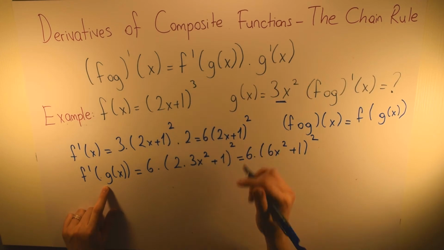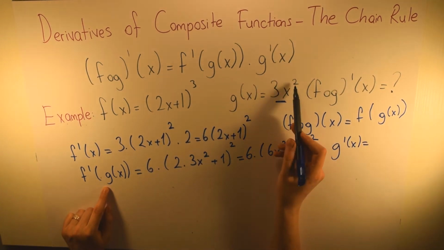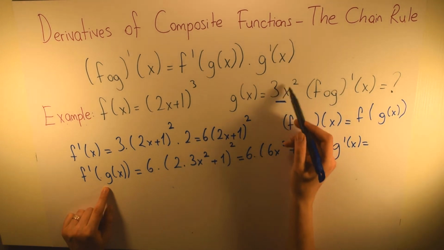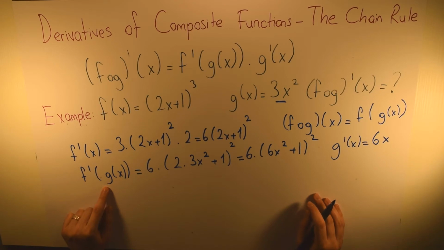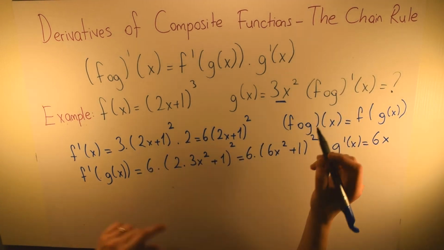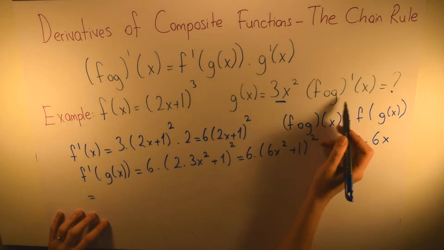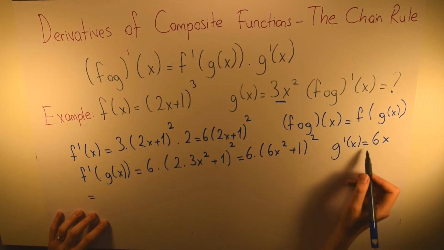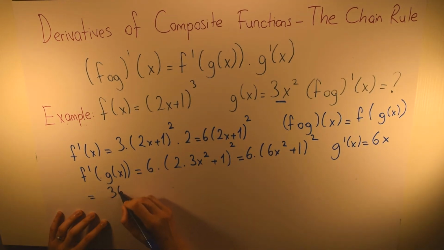Let's find the derivative of g of x. The derivative of g of x: when I put this 2 in front, 2 times 3 is 6, so it is 6x. So the answer for our example is this one times this one. It will be 6 times 6x, which is 36x, times (6x squared plus 1) to the power of 2.